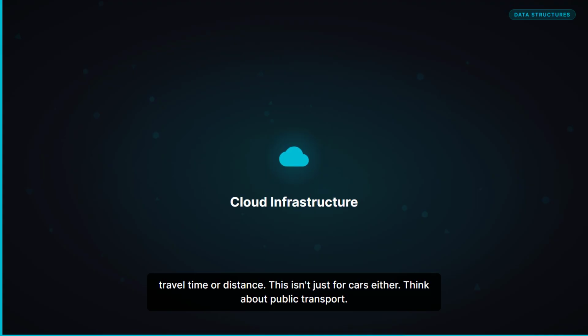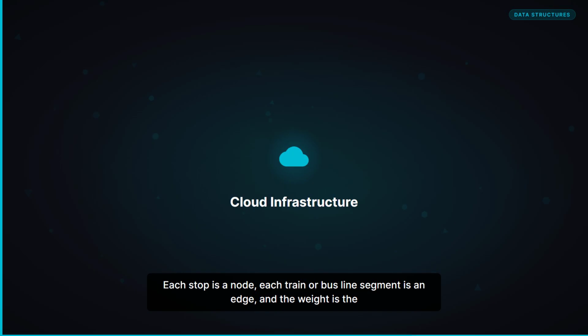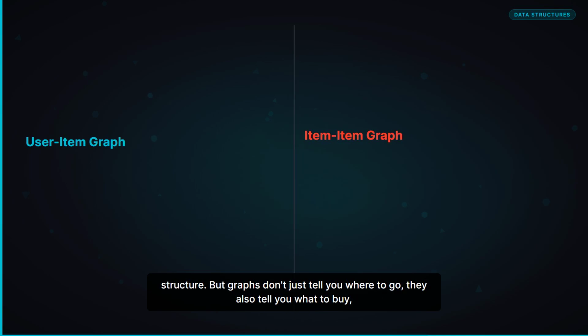This isn't just for cars either. Think about public transport. Each stop is a node, each train or bus line segment is an edge, and the weight is the travel time between stops, including transfers. This is graph theory in action, guiding billions of journeys daily, seamlessly translating the complex physical world into a traversable data structure. But graphs don't just tell you where to go, they also tell you what to buy, what to watch, and what to read.